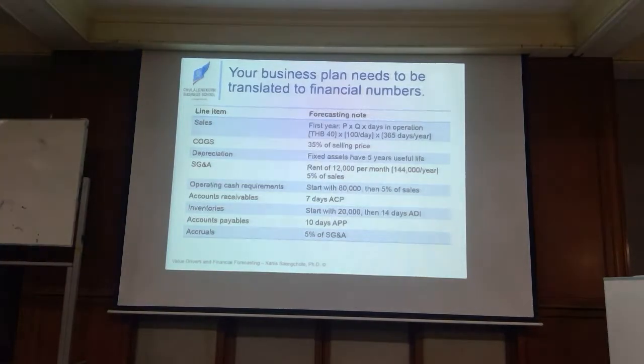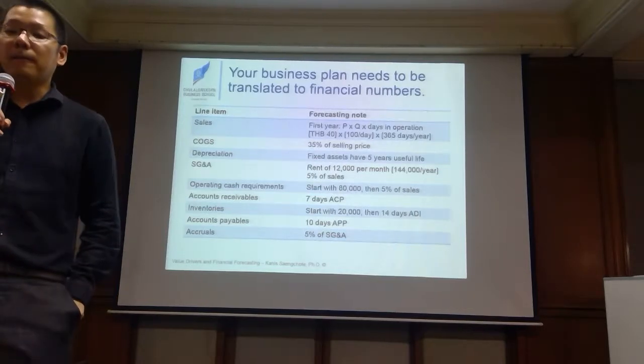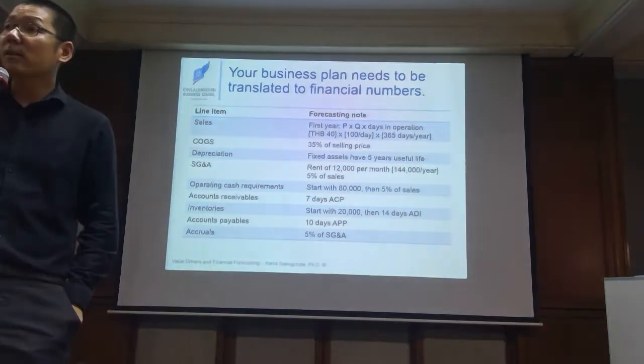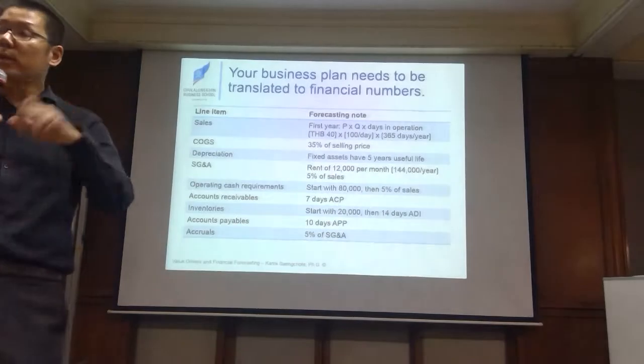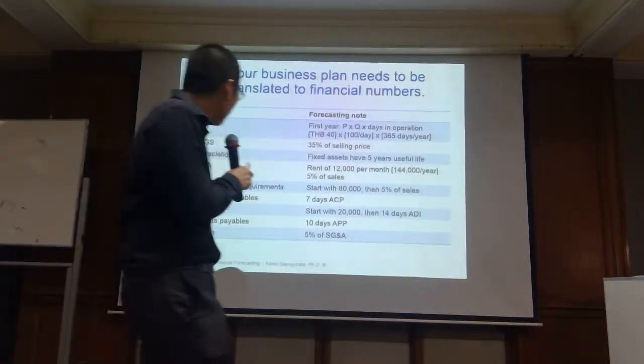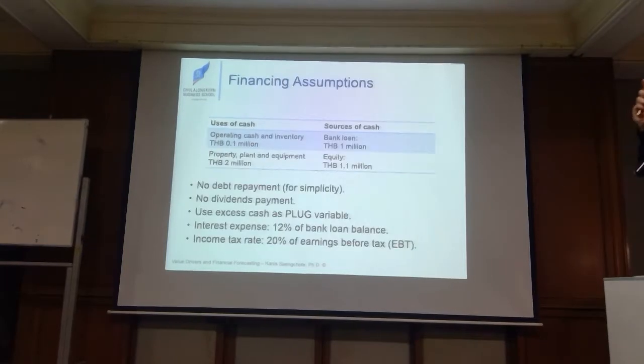So the guideline is about a third. If you're spending more than a third of your food cost compared to price, then it's very hard to make it in the business. So that's why I put it at around 35%. So other items, depreciation and so on. So here fixed assets have 5 years of useful life. We're going to have some information about investments later on. SG&A is a combination of rent and also partly driven by sales, operating cash requirement, and so on.